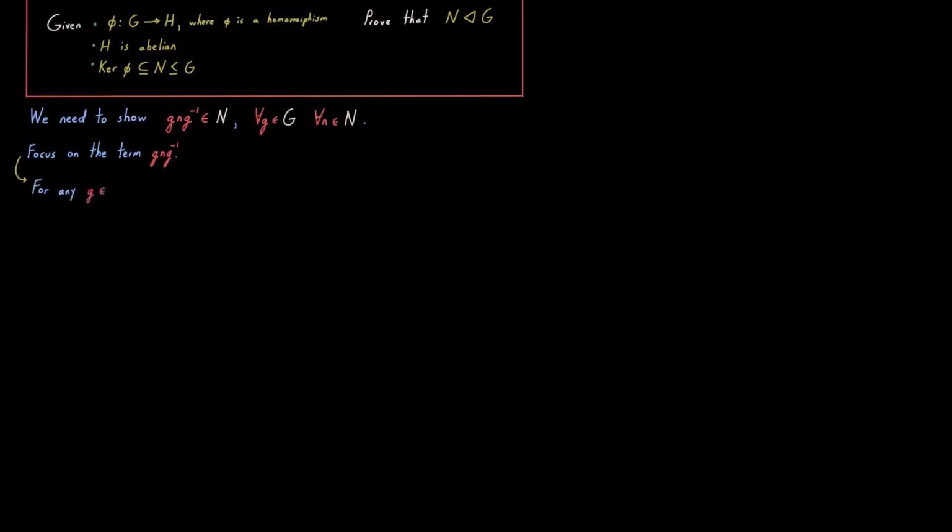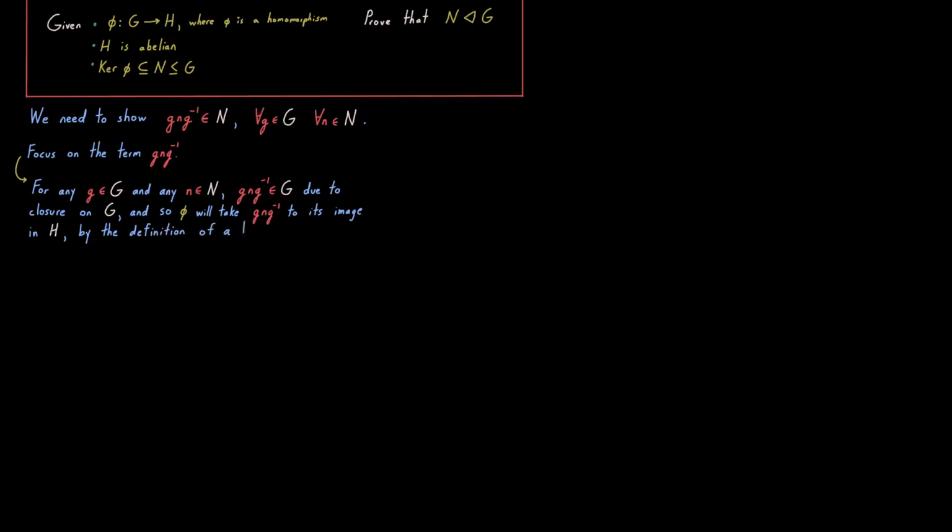Now let's focus on that key player g n g inverse, and notice that for any choice of g and n, g n g inverse will always be in G due to group closure. However, now we know that phi will take g n g inverse to a corresponding element in H, due to just the definition of a homomorphism. A homomorphism takes every element in G to a particular corresponding element in H.